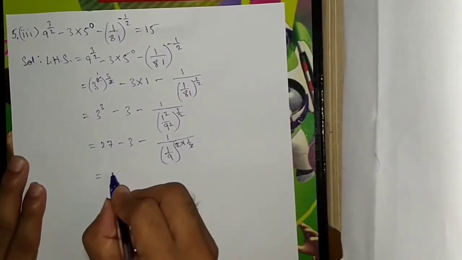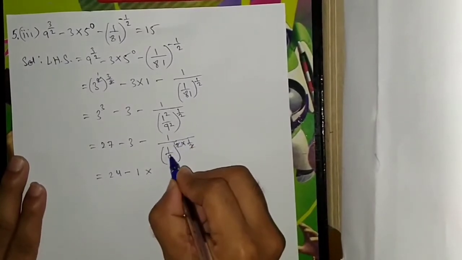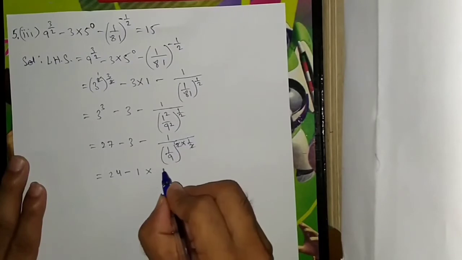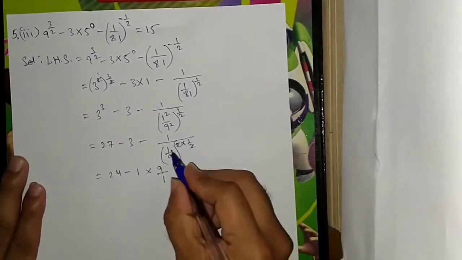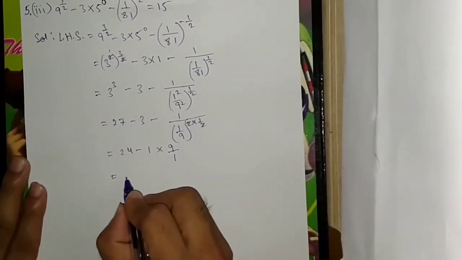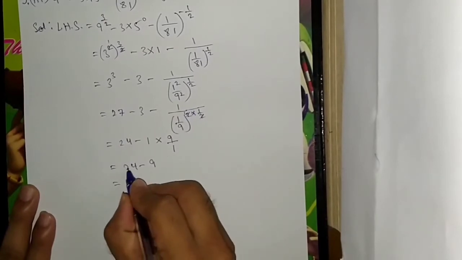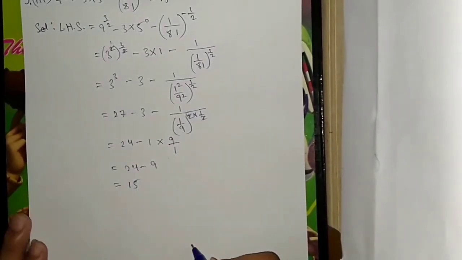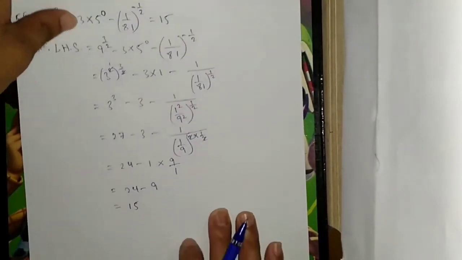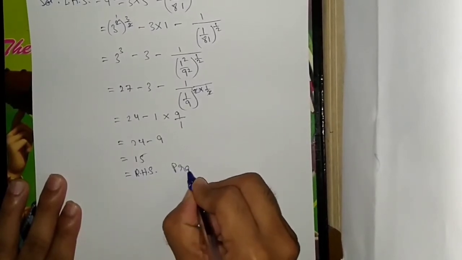And this is equal to 27 minus 3, that is 24, minus 1 divided by 1 by 9 to the power 1, which is 1 by 9. Dividing by 1 by 9 is multiplying by its reciprocal, so 1 into 9 by 1. This is equal to 24 minus 9, and this is equal to 15. So the answer is 15, question over. The left hand side is equal to the right hand side, proved.